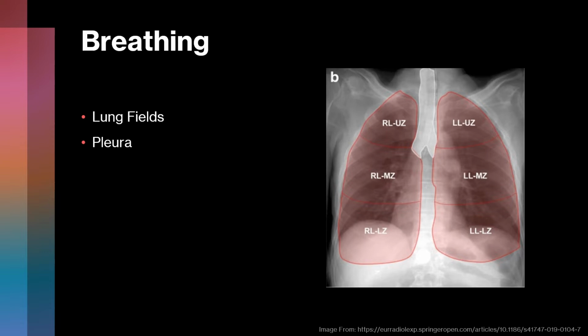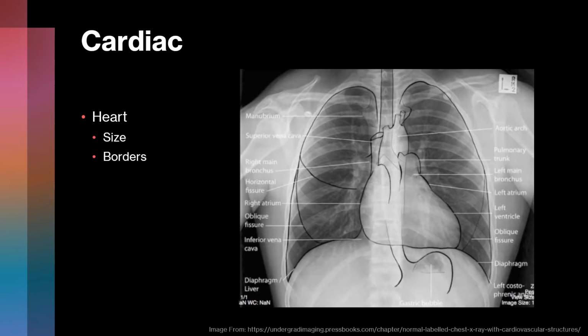Moving on to breathing, you can check the lung fields and the pleura. You can see on the image that we can split it into right and left, and then upper, mid and lower zones. That can help you identify where the pathology is and describe it to someone else who isn't looking at the X-ray.